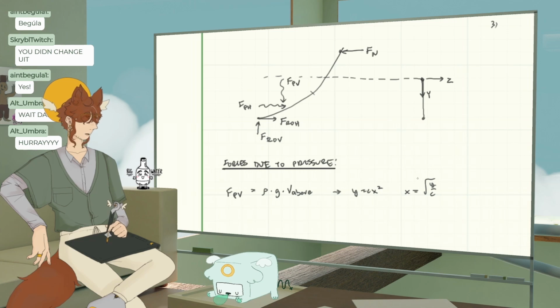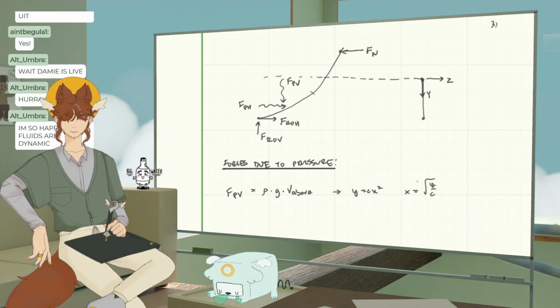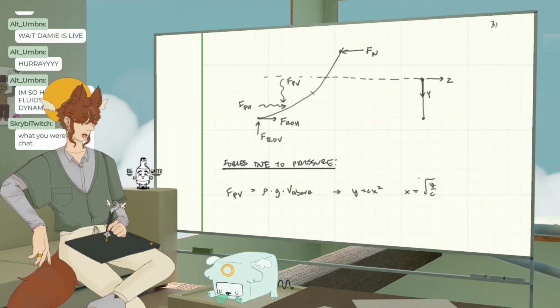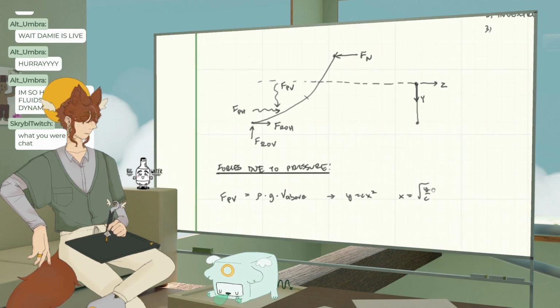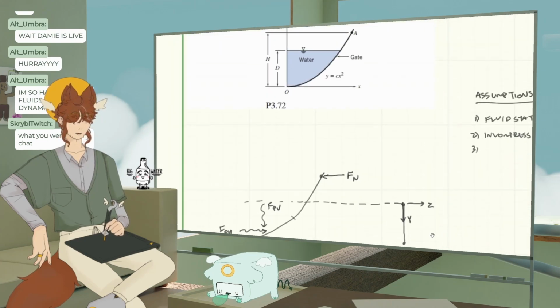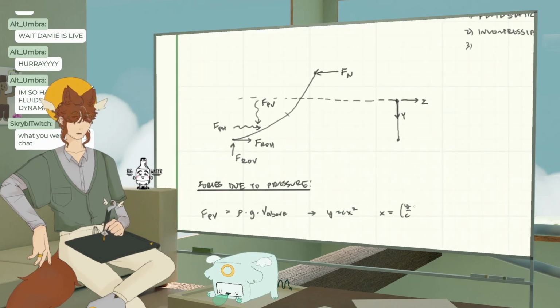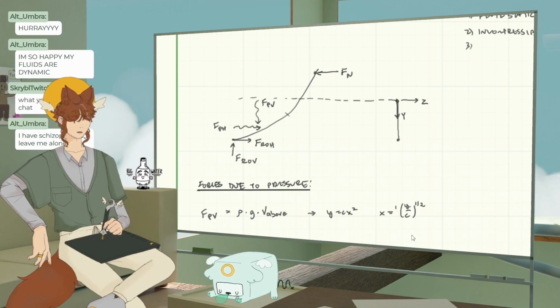Wait, Damie's live. Hooray. Wait, Umber, you were in my chat earlier, were you not? Umber just blacked out, actually. And it's a 1/2. Is it plus or minus? I guess it's probably plus or minus, huh? Does that really matter? I don't think so.